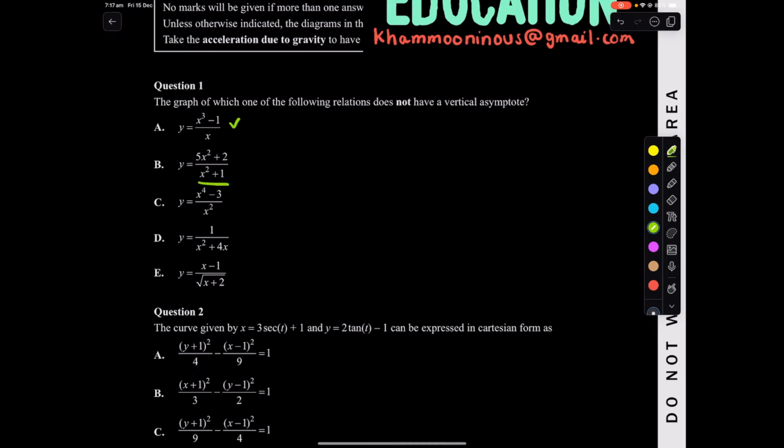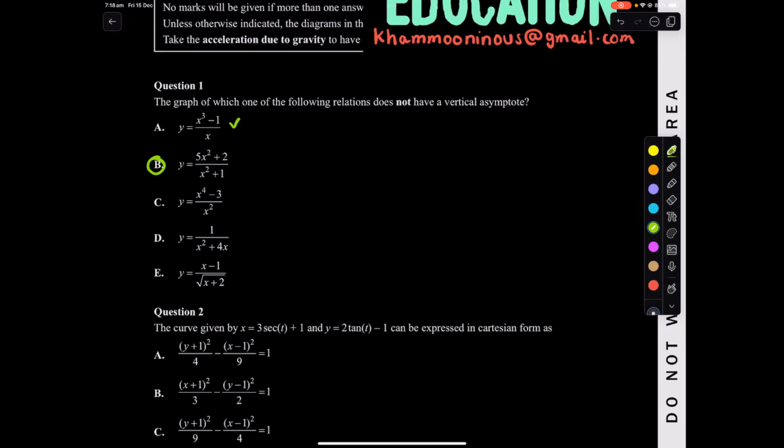What about the next one? So x squared plus 1, solve that. So x squared plus 1 equals 0. x squared equals negative 1. This actually does not have a real solution. So hence probably B is the best answer for that one. B is your answer. Let's check the other ones also.